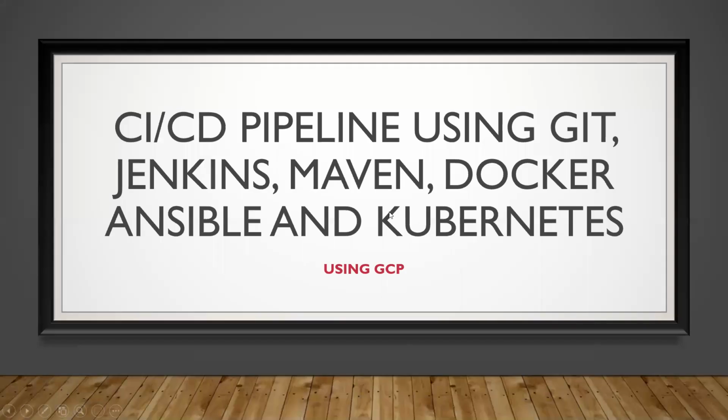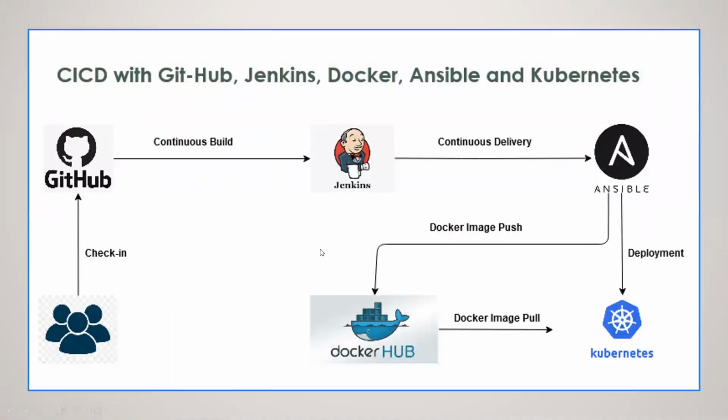So we have the cluster ready, but we need to create a pipeline. This is the flow which we will use here. The user will check in the code to GitHub, and Jenkins will create the build using Maven. Then we will use Ansible, where Ansible will run 2 playbooks. The first playbook will create the Docker image and push it to Docker Hub. In the second playbook, we will pull this Docker image from Docker Hub and deploy it to the Kubernetes cluster. This is the same cluster which I created in the last video.